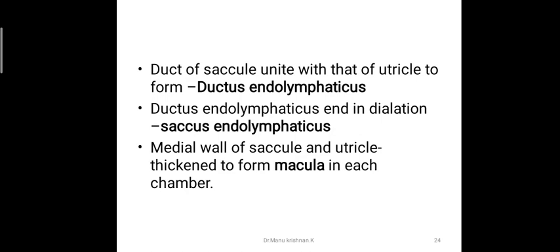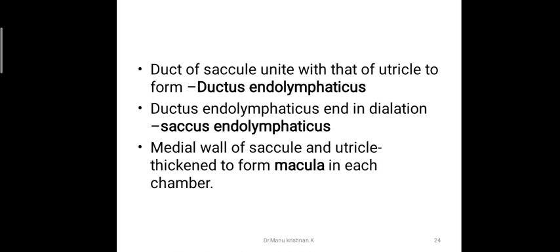And the duct of the saccule, I have told you about the connection between the saccule and utricle. The duct of the saccule unites with the utricle to form the ductus endolymphaticus, and the ductus endolymphaticus ends in a dilation called the saccus endolymphaticus. The term saccus has come from the sac-like appearance. It is a sac-like balloon, that's why it is called saccus endolymphaticus.